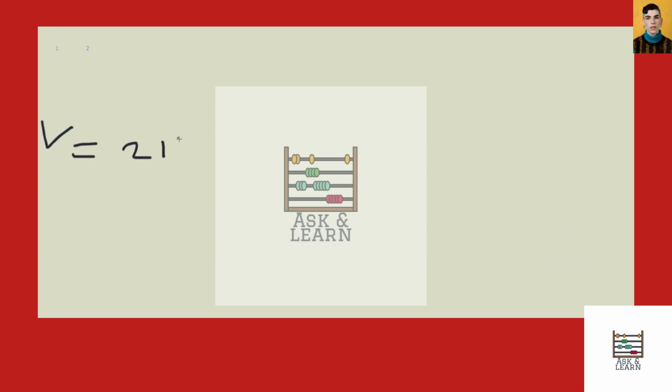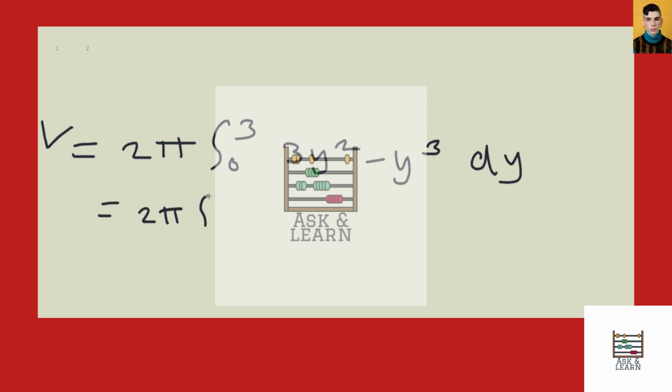Now that we get this, let's clean this up a little bit before we start integrating. We can simplify this by using the distributive property, which you learned in algebra, to mean 3y squared minus y cubed dy. Now that we're integrating, we know we're using the power method, which means we increase the exponent by 1. So in this case, the y squared becomes y cubed.